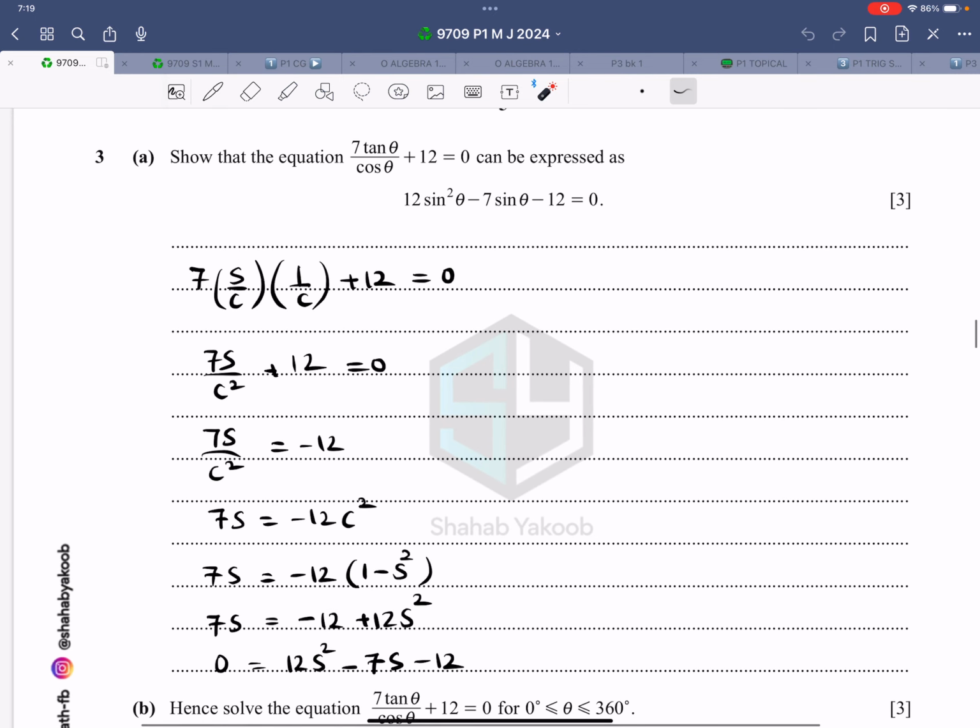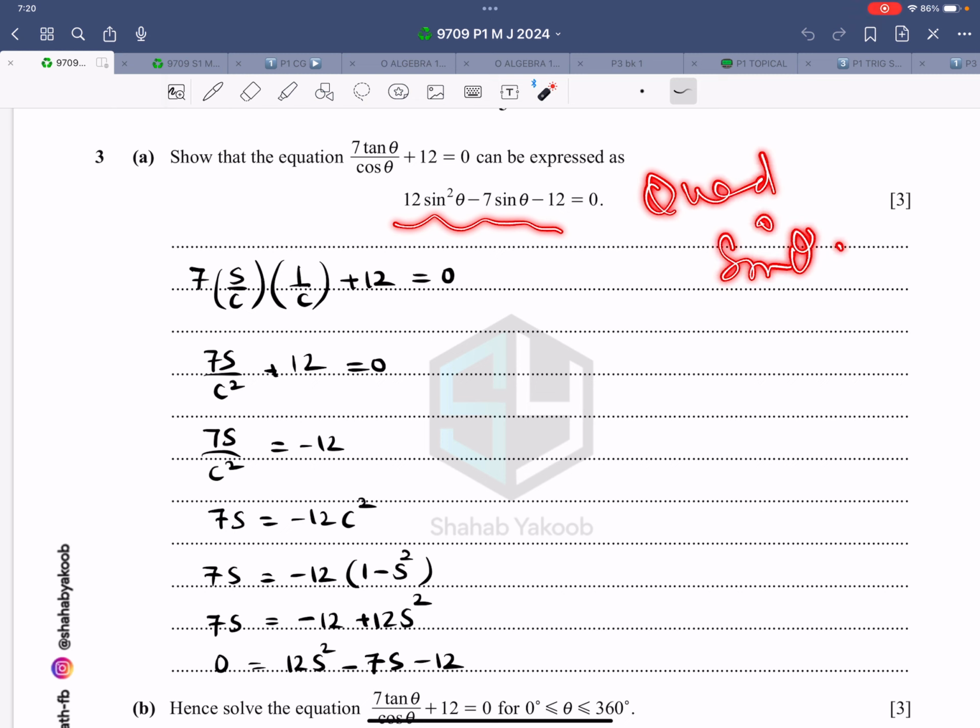Question number 3. It says, show that the equation, by the way, this is trigonometry. The equation 7 tan theta over cosine theta plus 12 is equal to 0 can be expressed as this quadratic in terms of sine theta. That's another way of stating the truth. So now tangent is written as sine over cos. Cos is just cos.